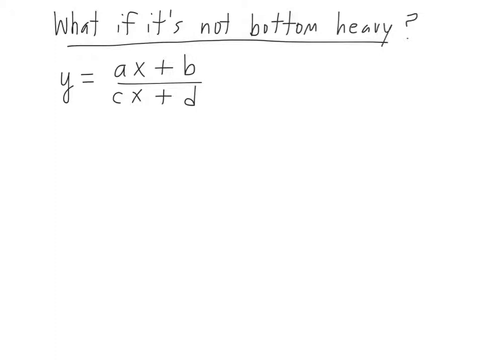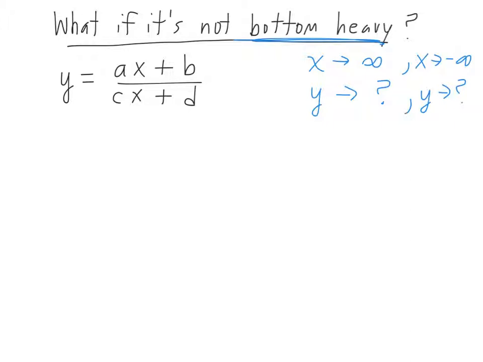Alright, next up. What if we have a function that is not bottom heavy? In other words, as x gets really big, we're trying to figure out what is happening to y. Remember, that's the whole idea behind a horizontal asymptote. X is getting either really big or really small, so we could also say x is approaching negative infinity. Either way, what is happening to y?